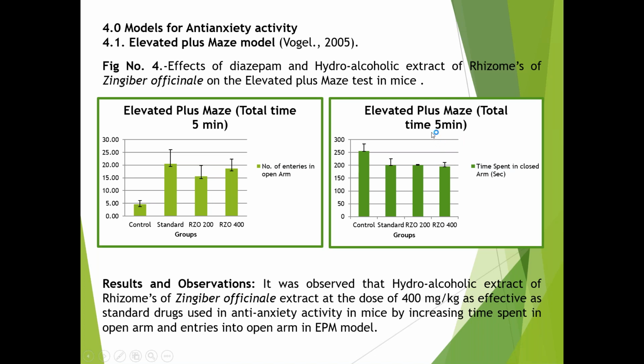And in the elevated plus maze, the time spent in the closed arm also decreased when compared with the control. If you observe, the hydroalcoholic rhizome extract at a dose of 400 mg is as effective as the standard drug in anti-anxiety activity in mice, by increasing time spent and entries in the open arm in the EPM model.